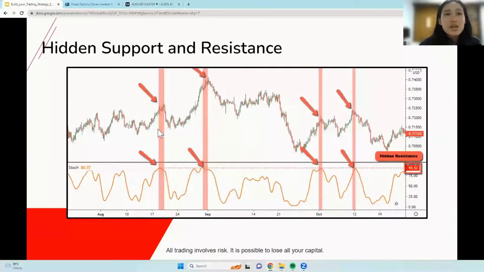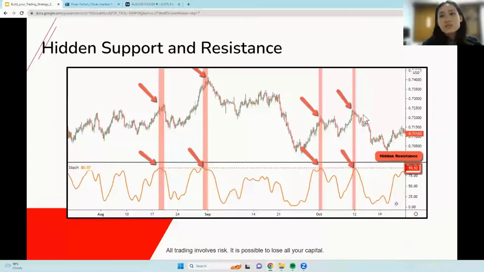In this case, we like to use hidden support and resistance levels. So for both of these indicators, in this example, we use stochastic, but you can also use this method for RSI as well. For this method, you see that on our stochastic or RSI indicator, we have a hidden resistance level. Basically, all of the peaks are at the same level here. But you can see that on our price chart, price is making a higher high. Over here as well, a higher high.